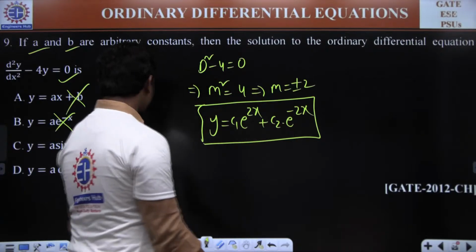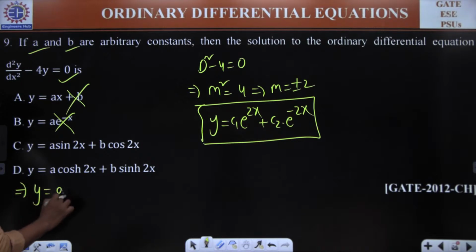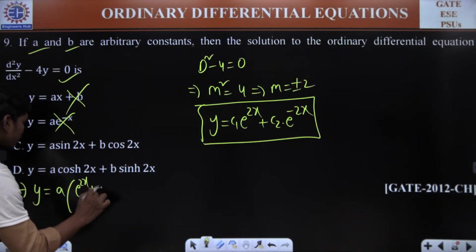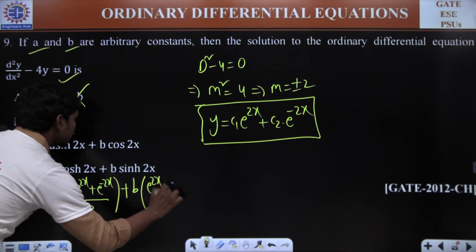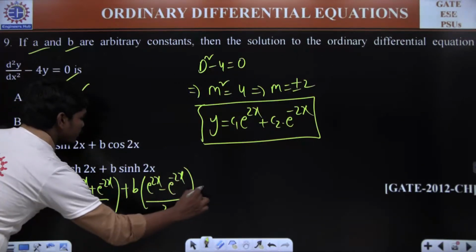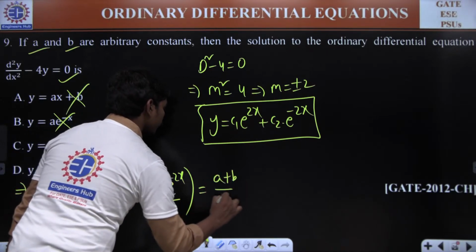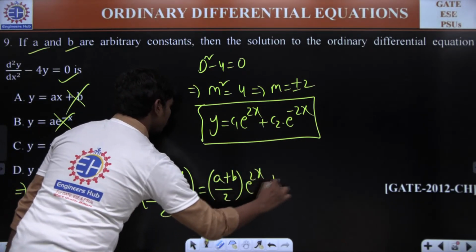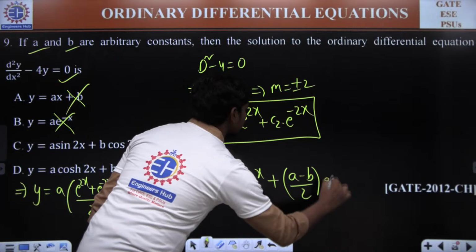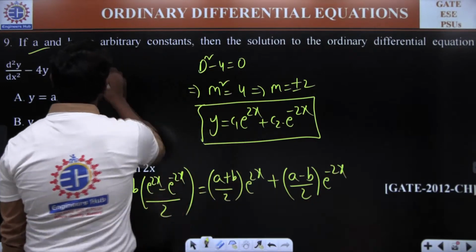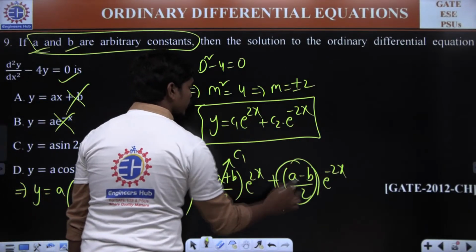Now, if you consider this cosh 2x and sinh 2x, let us suppose I am simplifying this option. a times (e power 2x plus e power minus 2x) by 2 plus b times (e power 2x minus e power minus 2x) by 2. And from this, if you take common, you will be getting (a plus b) by 2 of e power 2x plus (a minus b) by 2 of e power minus 2x. Yes or no? And can I treat, since a, b are arbitrary constants, as it's given here, this will also be an arbitrary constant and this will also be an arbitrary constant.